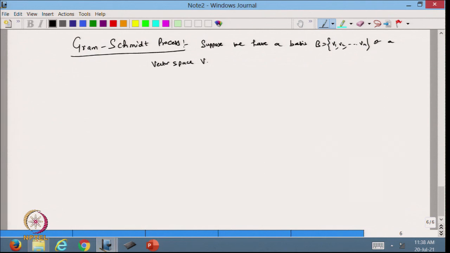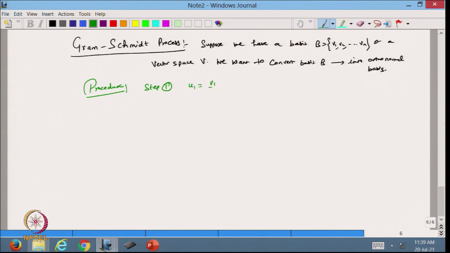Now, what we need to do is convert the basis B into an orthonormal basis. This is done by the Gram-Schmidt process. This is the procedure. Step 1: I choose the vector v1. I take the vector u1 as v1 divided by its length, so u1 is a unit vector, a normalized vector.